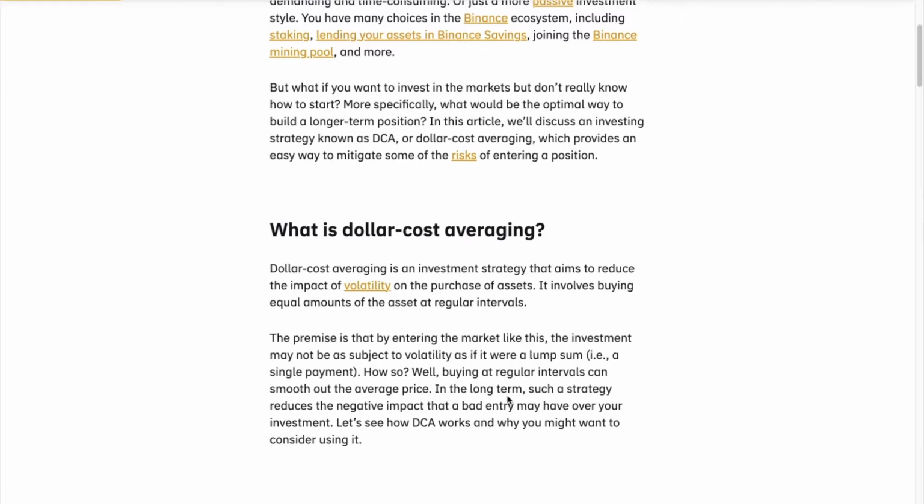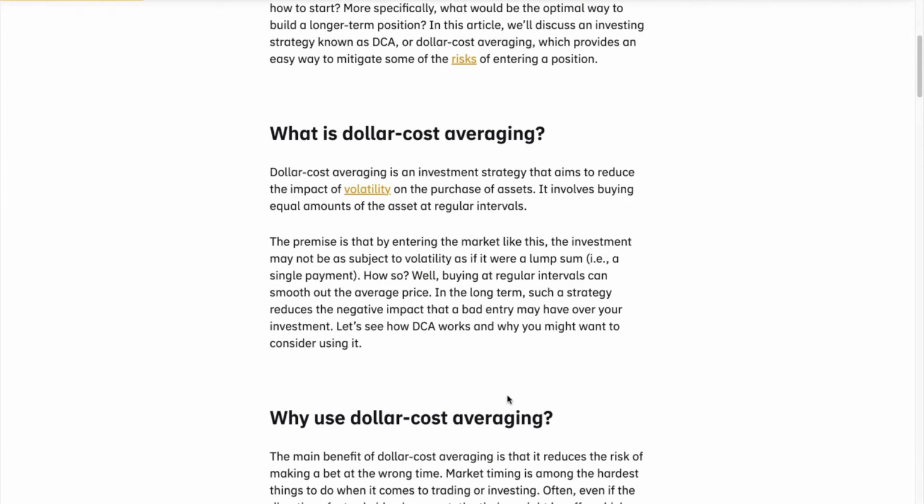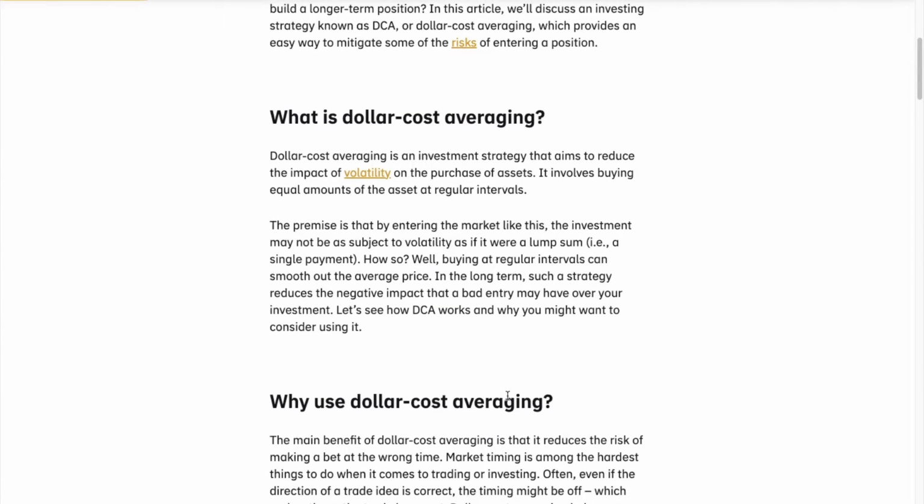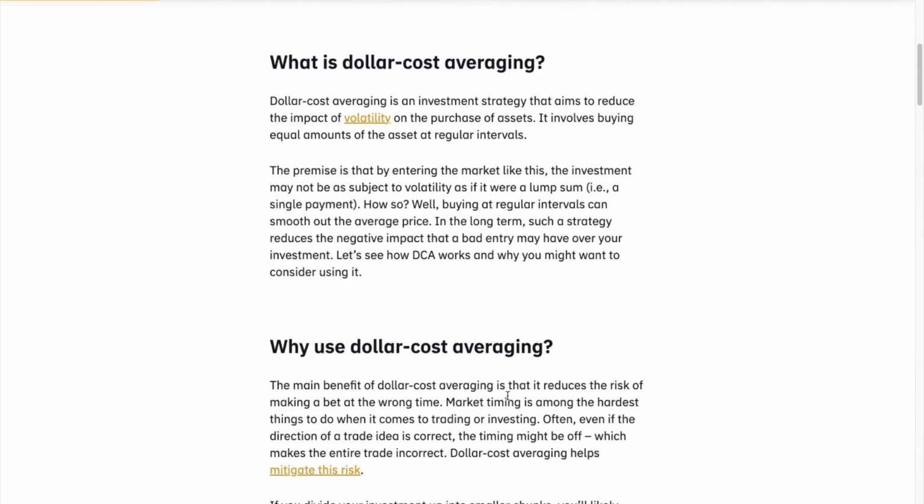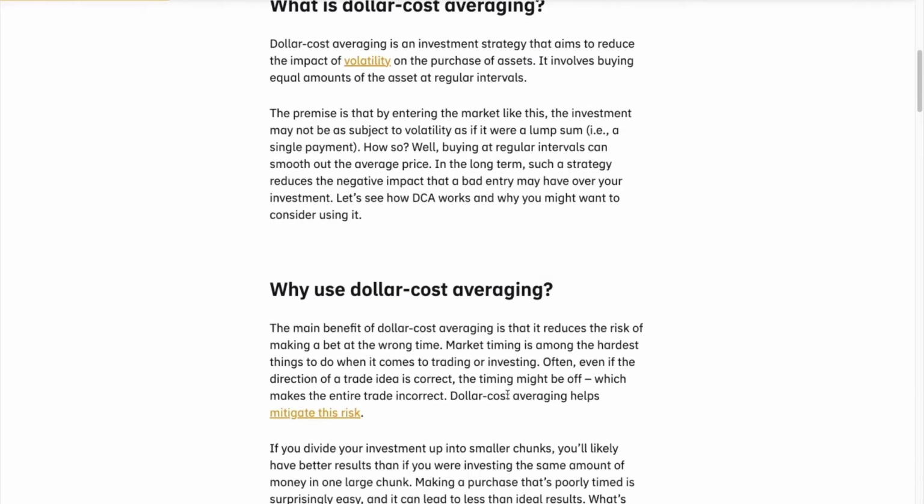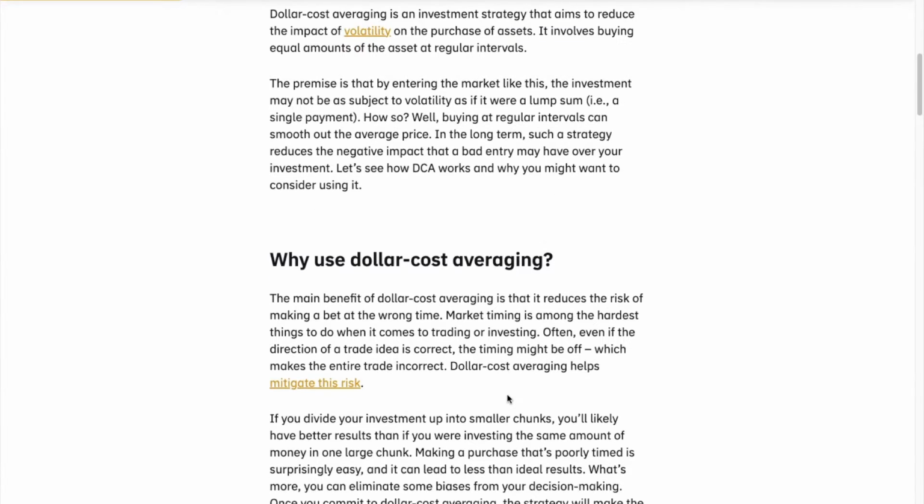Now, how so? Well, buying at a regular interval can smooth out the average price, your average entry price. In the long term, such a strategy reduces the negative impact that a bad entry may have over your investment. Let's talk a little bit about how DCA works and how and why you might want to consider using it.